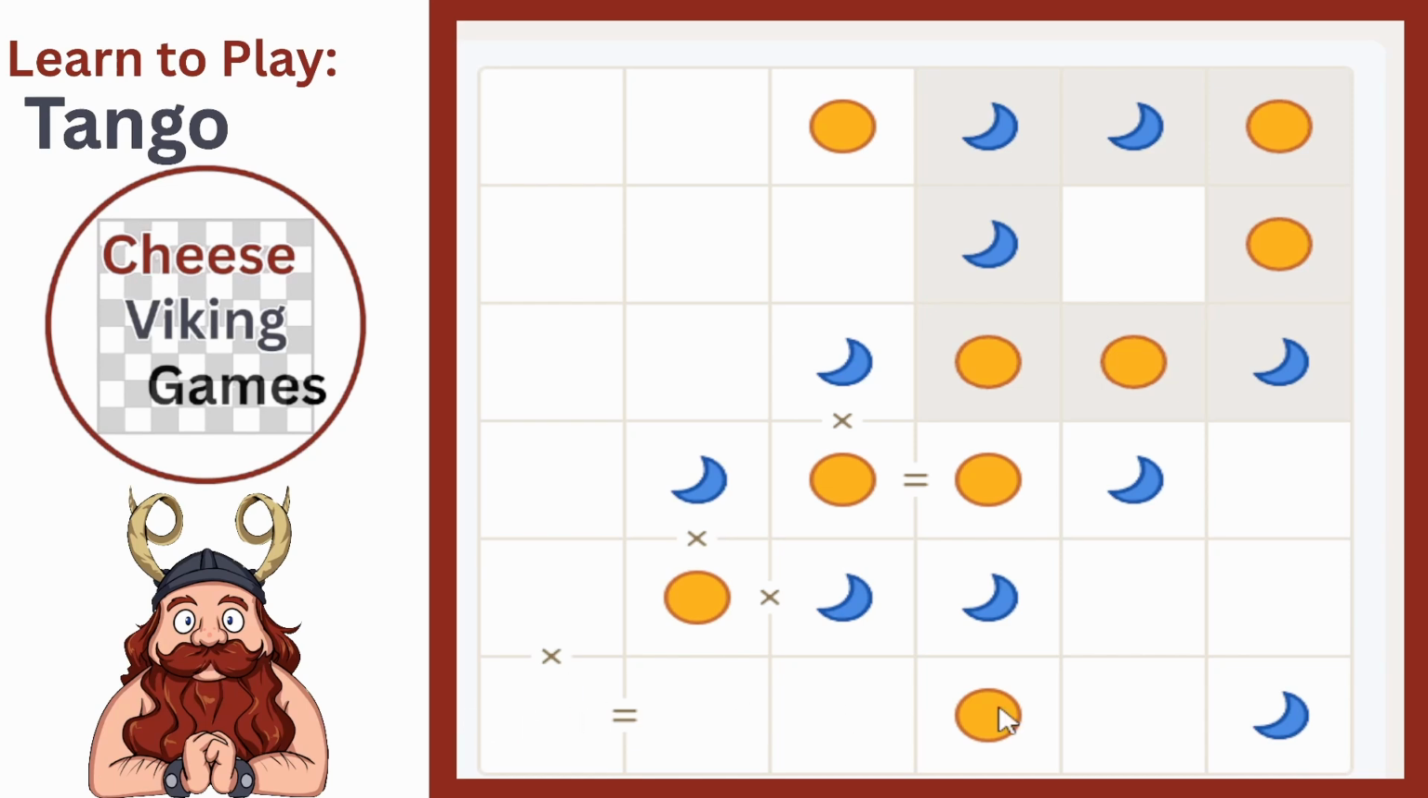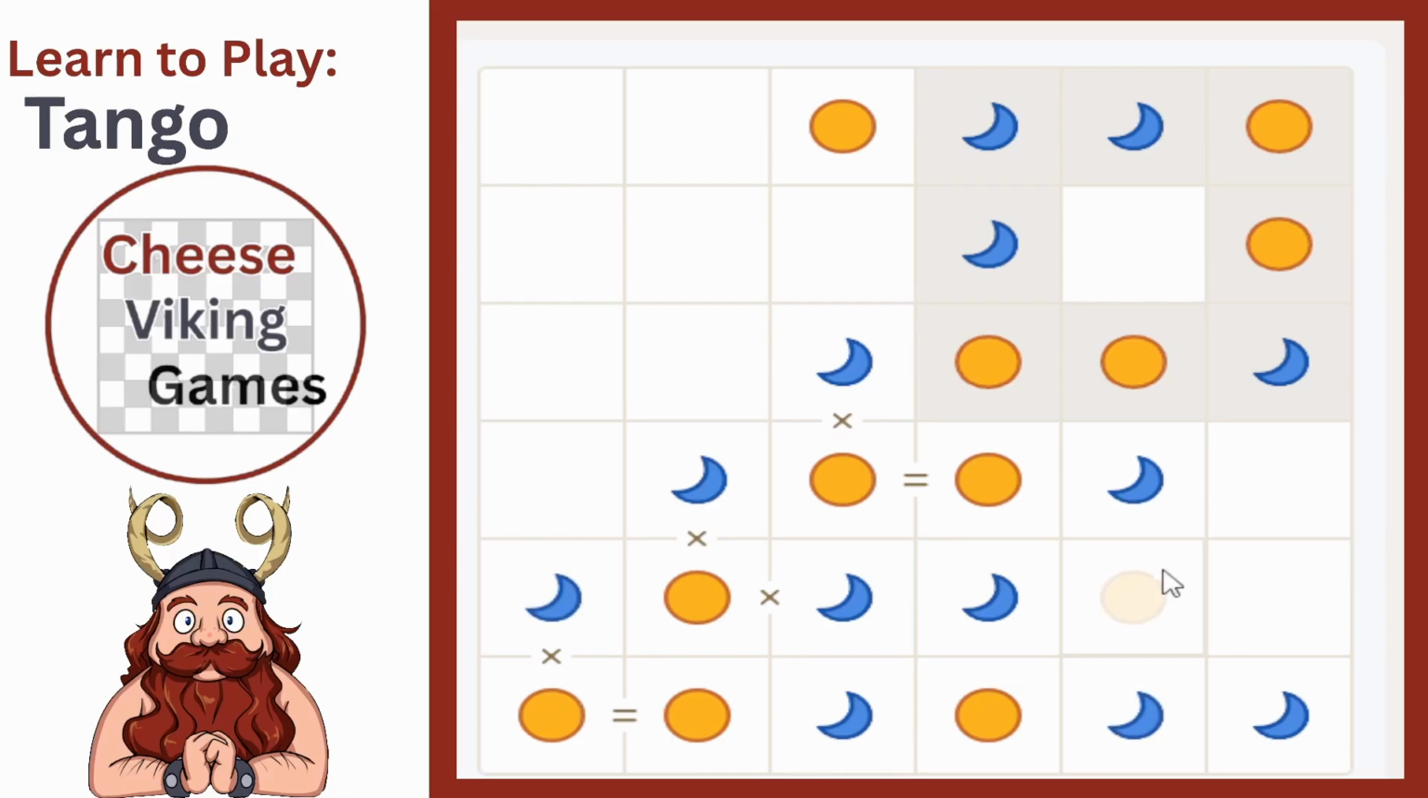Now we can use that placement to understand this row more. Using this equal sign, if we put moons here, that would be our three moons, moon, moon, moon. We'd have three circles in a row here, which is, again, not allowed. So we know that these must be circles. That fills out the rest of the row pretty easily.